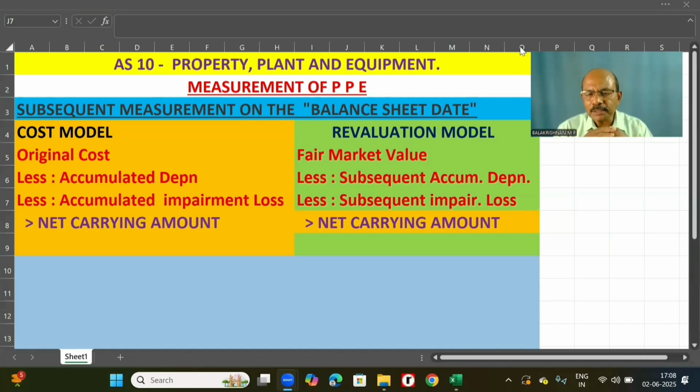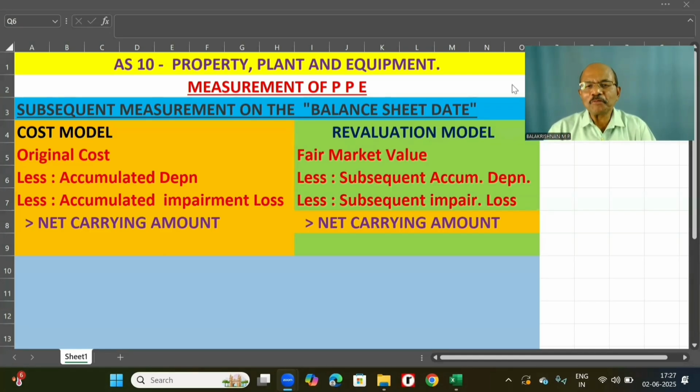Now, what about revaluation method? First of all, keep it in mind that revaluation method is an optional method. And the definition of revaluation method is that property, plant, and equipment is carried at revalued amount, being fair value at revaluation date less subsequent depreciation and impairment loss.